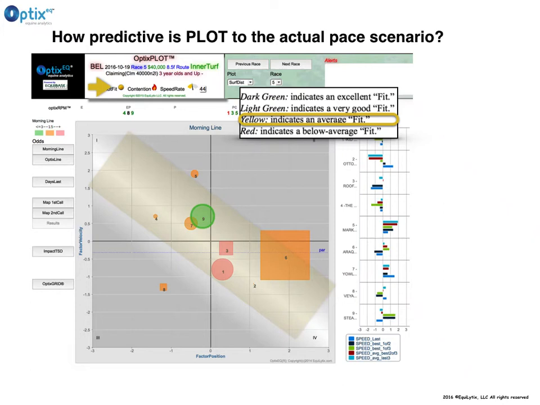This is John from OptixEQ with October the 19th race of the day. We're going to use race 5 at Belmont, and we're going to start with the plot.